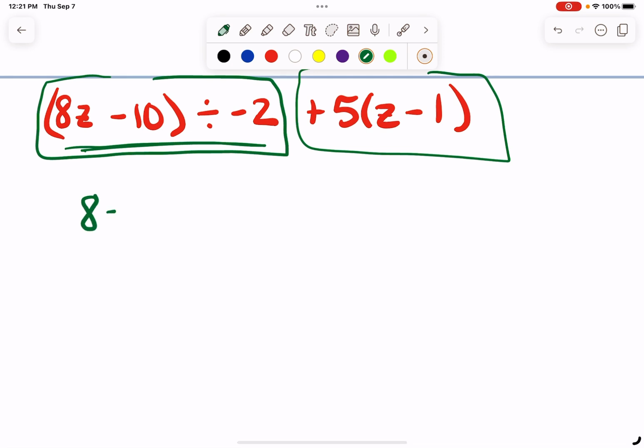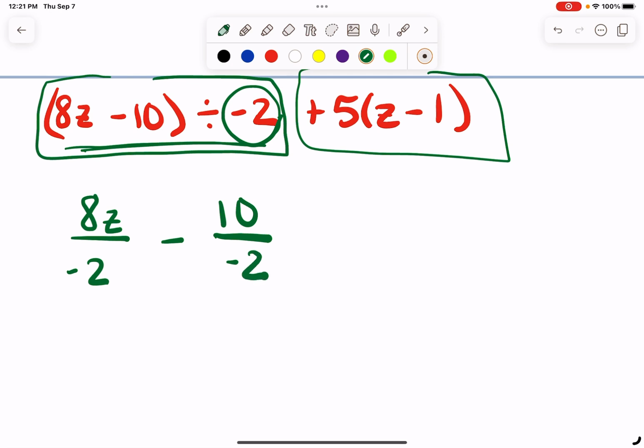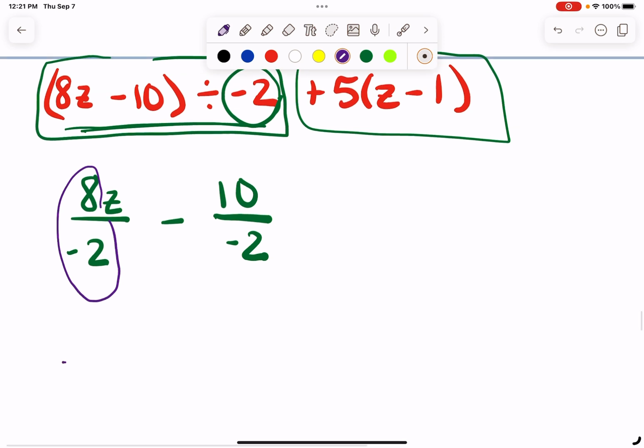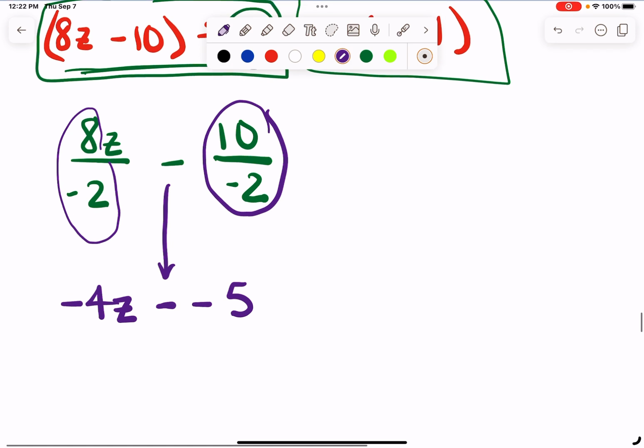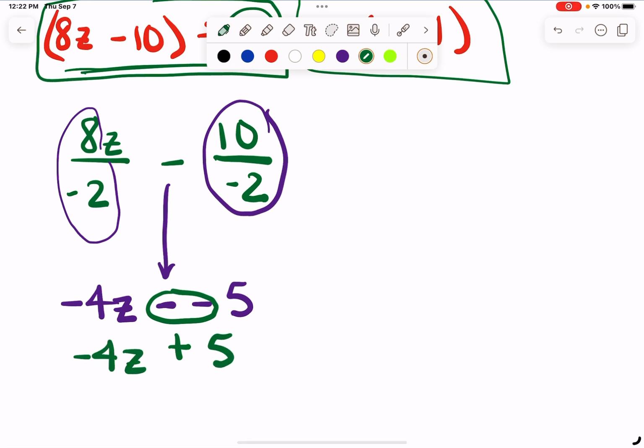So if it's 8z minus 10, I'm going to separate those in the parentheses, and then I'm going to put this -2 underneath both of them. And then start to solve. So this one, I can put that part together. So 8 divided by -2 is -4, and the z is going to go with it. I'm going to bring down my minus. And then with this one, 10 divided by -2 is -5. Now, the only thing I might do is these two negatives make a positive in this case. So you end up with this.